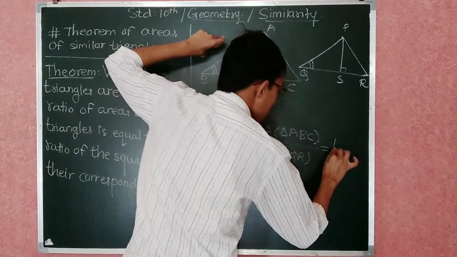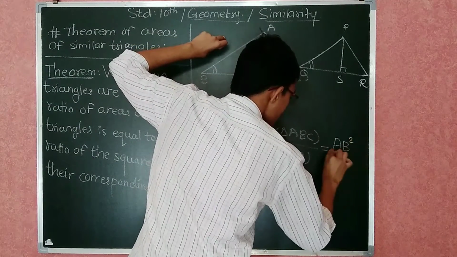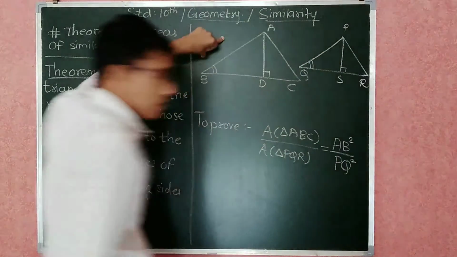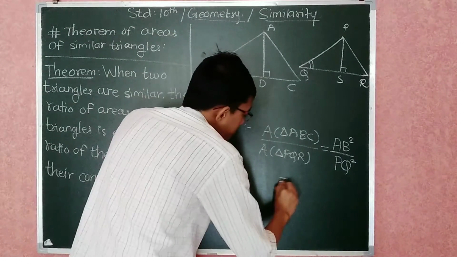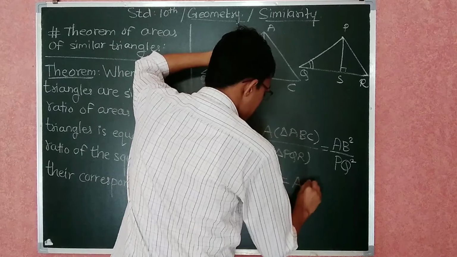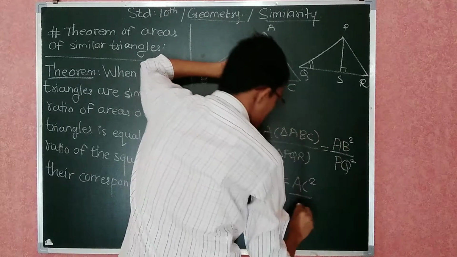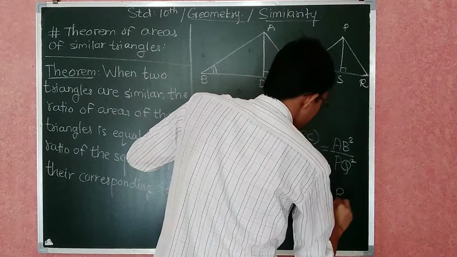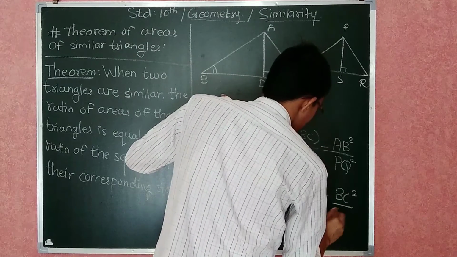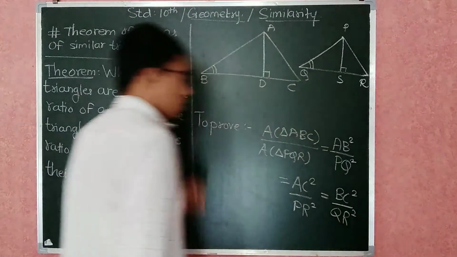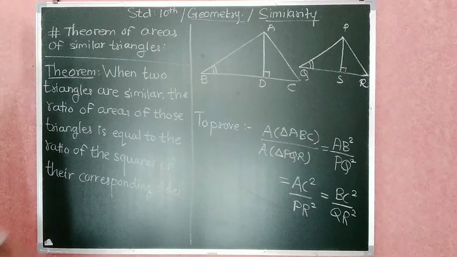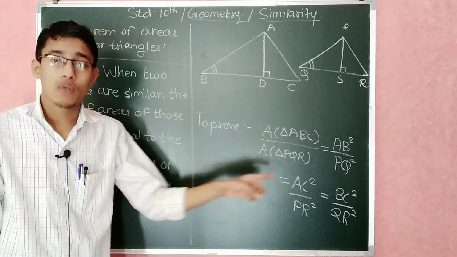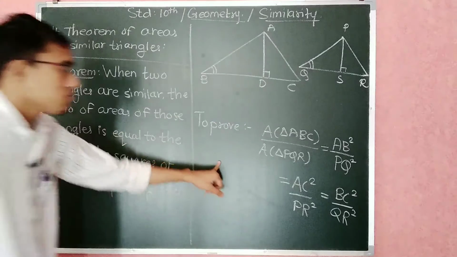So AB square upon PQ square. These are the corresponding sides, square of them, equal to AC square upon PR square, equal to BC square upon QR square. So, we have to prove in this particular theorem that the ratio of the areas of similar triangles is equal to the ratio of the squares of the corresponding sides. So this is what we have to prove.